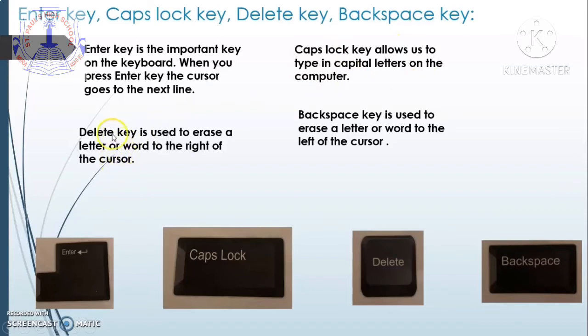Now the next one is the delete key. Delete key is used to erase a letter or a word to the right of the cursor. Now this is the delete key. Delete key helps us to delete a particular word or a sentence to the right side. Whichever word is on your right side, it helps us to delete the particular word or the sentence.